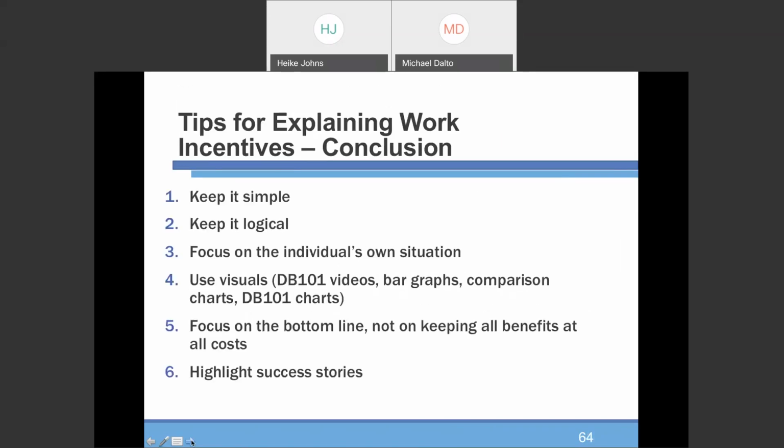So in conclusion, some tips for explaining work incentives are to keep it simple, logical, focus on the person's own situation, use visuals when appropriate, videos on DB101, bar graphs or comparison charts, or the charts built into DB101. Focus on the bottom line, not just keeping all benefits at all costs, and highlight success stories of how other people may have used work incentives, of course, without breaching confidentiality.